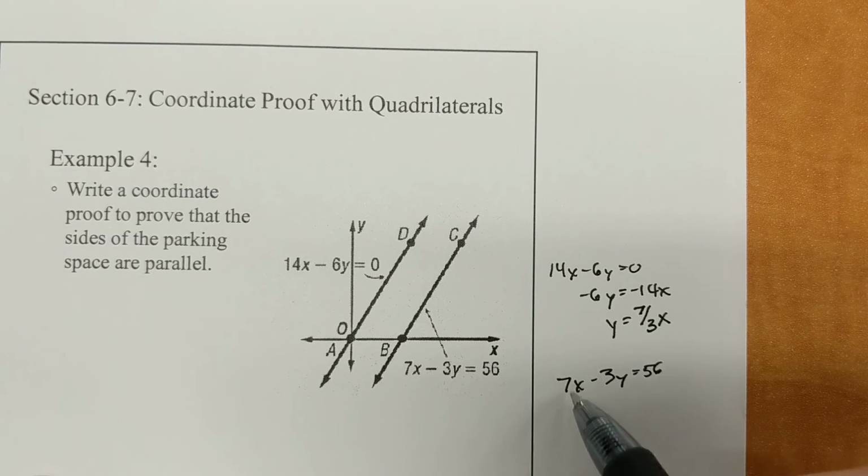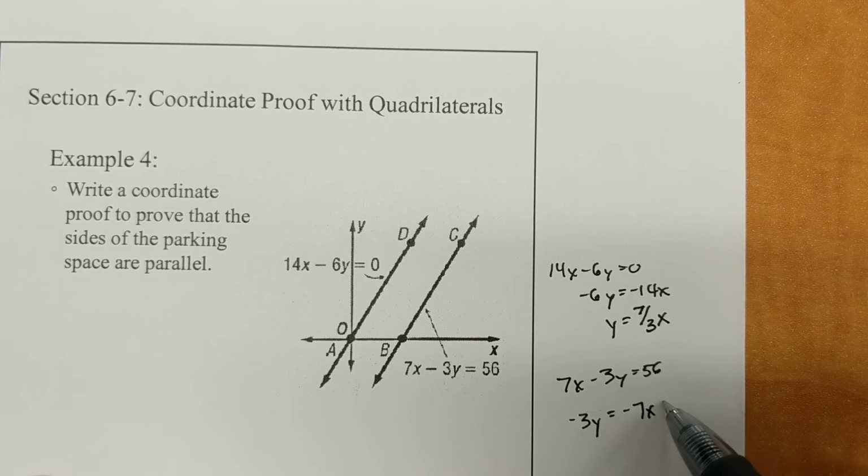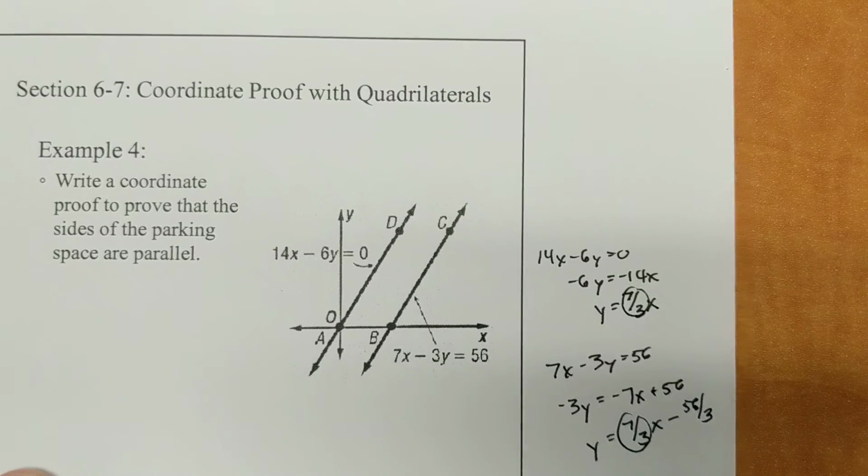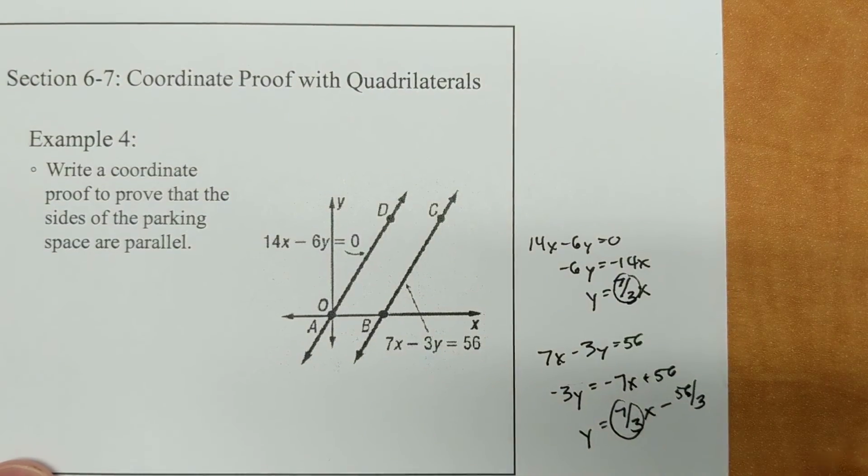So here I'm going to bring the 7x, so negative 3y equals negative 7x plus 56. Divide everything by negative 3, 7/3 x minus whatever 56 over 3 is. I don't know. It doesn't actually matter, because all I'm looking at are those values. Because if those slopes are the same, those lines are parallel, which they are, so it is.